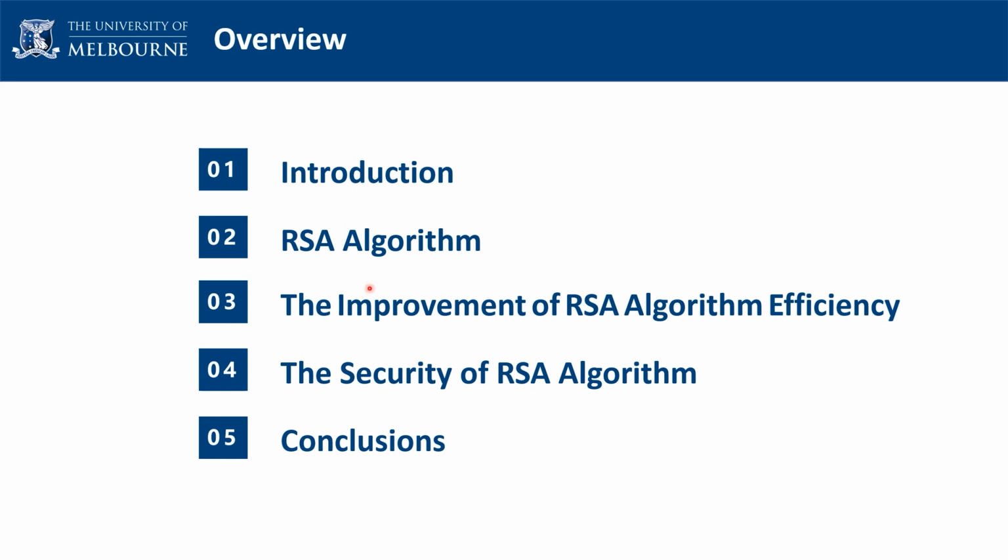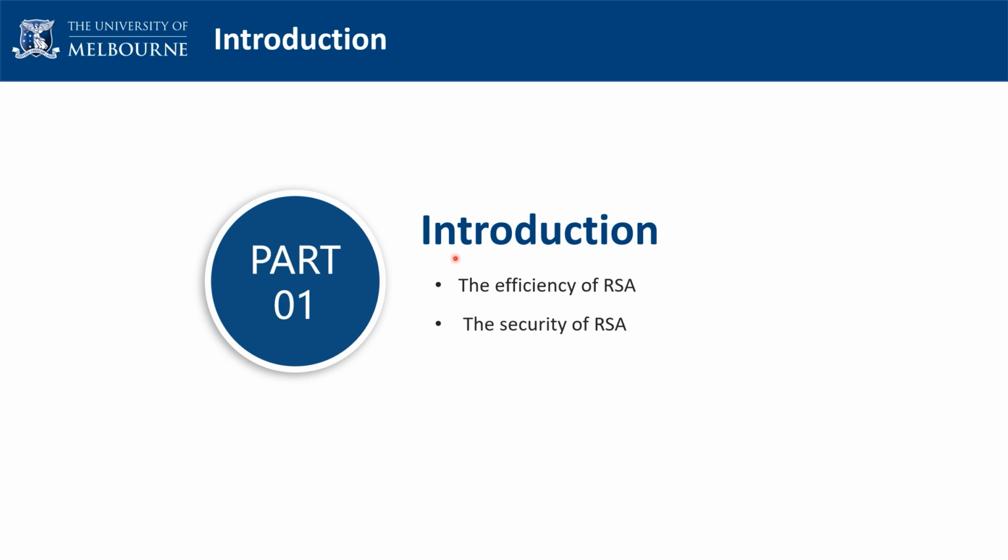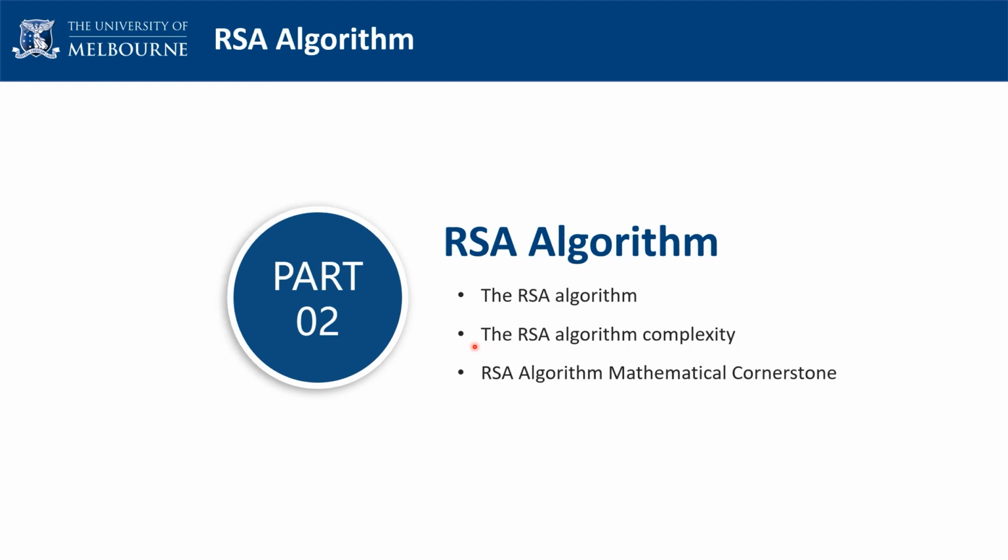The first part is introduction. RSA algorithm is widely used in the field of information security with its good confidentiality. However, the computation efficiency of this algorithm is low. So this research project will first introduce the improvement of RSA efficiency and then introduce the security enhancement of RSA. Before we introduce these 2 parts, let's review the RSA algorithm.